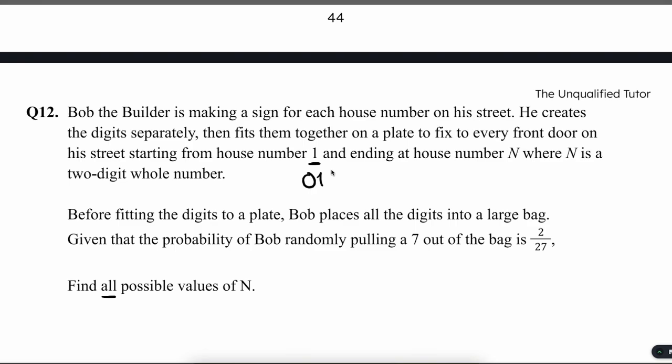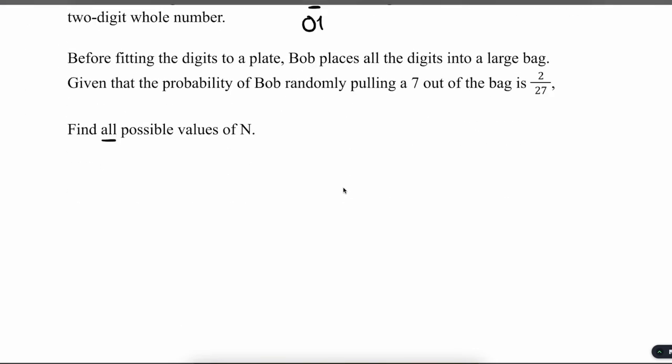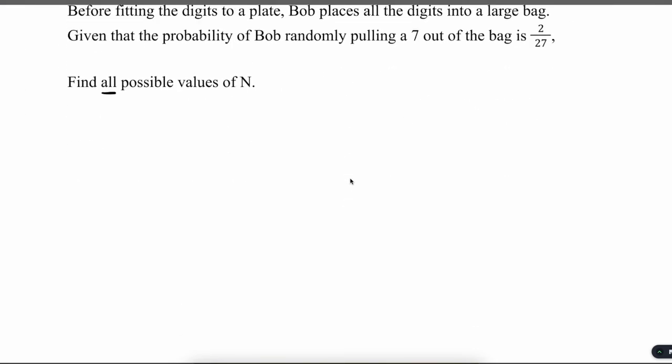Okay, so he doesn't make the 0 digits for the individuals. Now, to work this one out, you're going to have to use a little bit of trial and error, a little bit of working, just a little bit of problem solving skills. So this probability here is equal to the number of 7s in his bag over the total number of digits in his bag. So if we keep track of n, and then the number of 7s, and then the number of digits in his bag, then P is just the 7s over the digits, and as long as that is equal to 2 over 27, that's the solution for n.